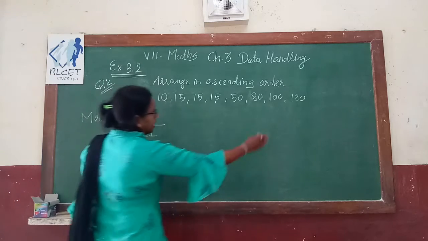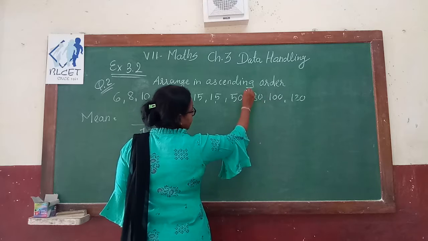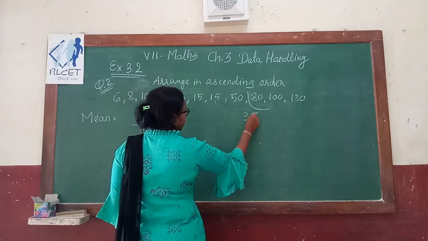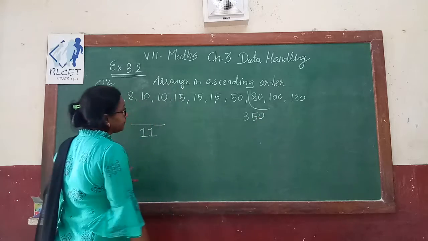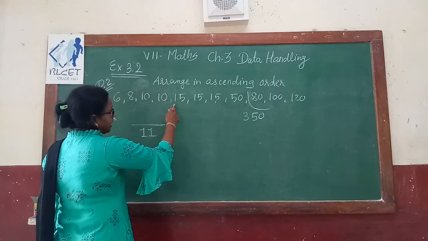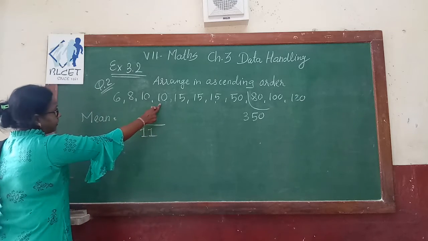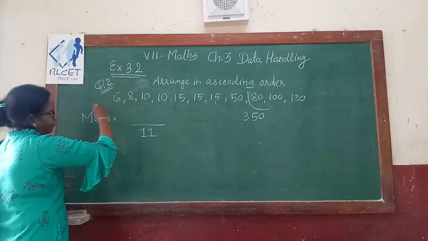So from here, 100, 100, 200. So this much will give you 300. 300 plus 50, it will become 350. Okay. Now this 15 is repeated 3 times. So 15 threes are 45. 45 plus 10 is 55. 55 plus 10 is 65.